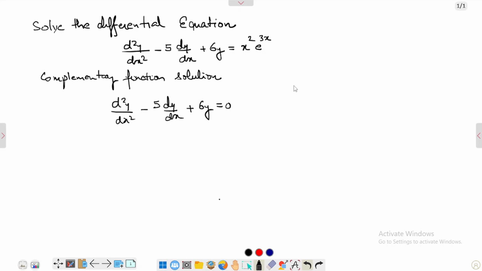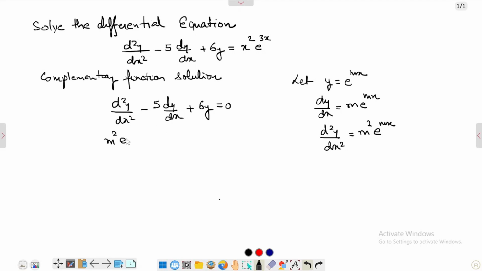Now I will take a trial solution and say let y equal to e to the power of mx. Then the first derivative of y, dy dx, is m e to the power mx, and the second derivative, d square y dx square, is m square e to the power mx. I will plug those into the equation. So I get m square e to the power mx minus 5m e to the power mx plus 6 e to the power mx equal to 0.